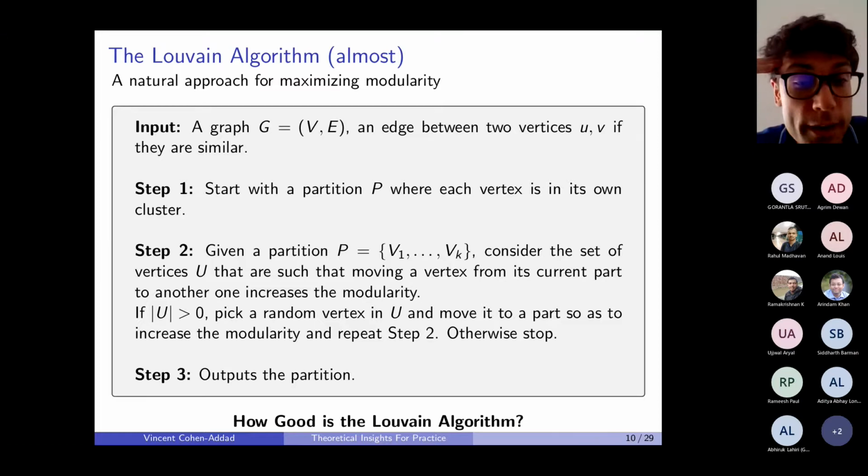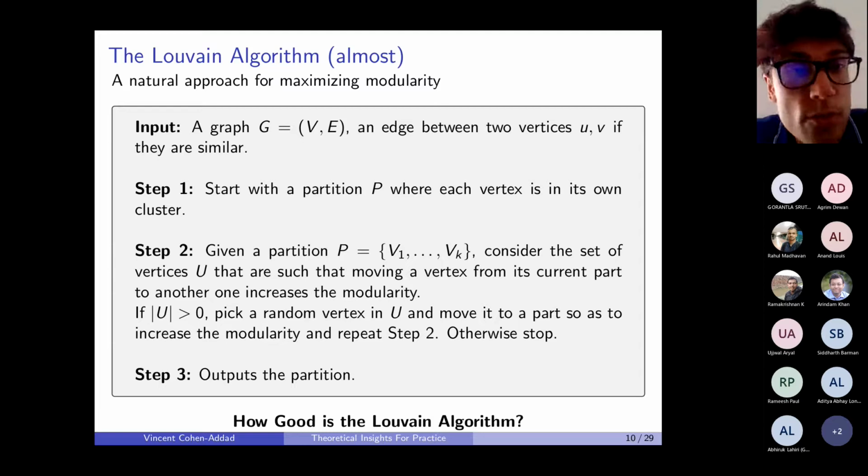If the size of U is larger than zero, then you can pick a random vertex in U and move it to its new part so as to increase the modularity. Then you repeat step two. As long as you can increase the overall modularity, you pick a vertex that wants to change part, among all such vertices you pick one at random, you move it, you increase the modularity, and you repeat. At the end, you finish with a partition.